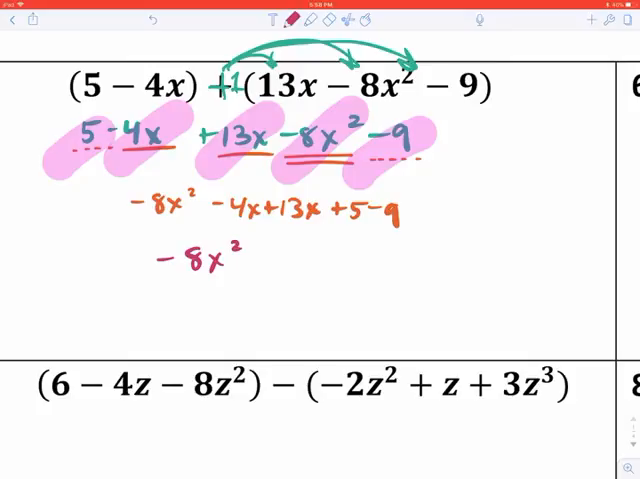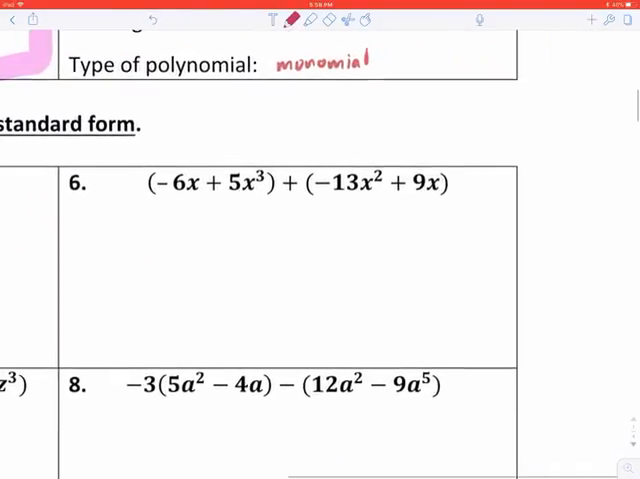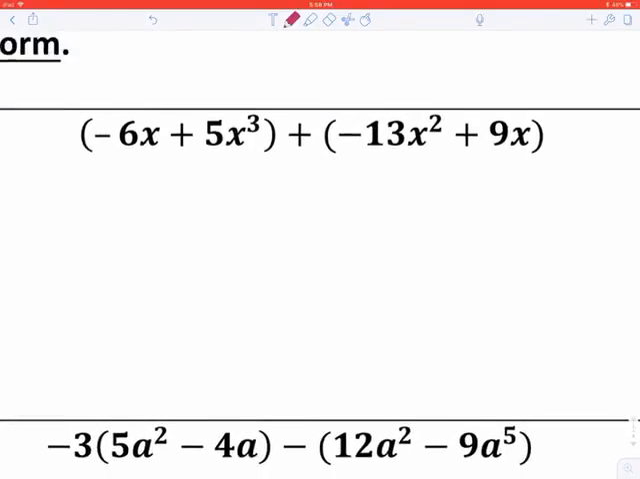Negative 8x squared plus 9x minus 4. And the nice thing about ordering it in decreasing order from this step right here is it's already going to show up in standard form. Let's check out number 6.